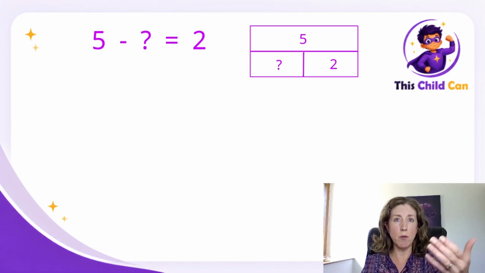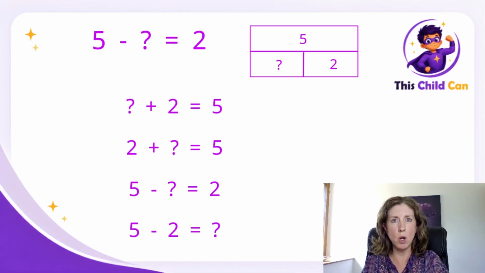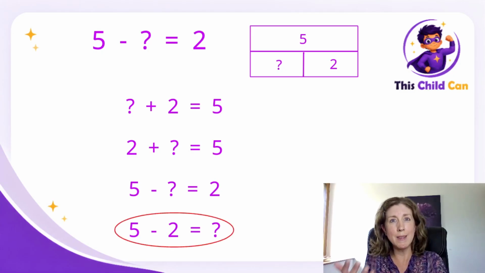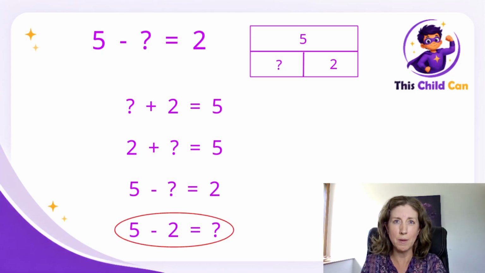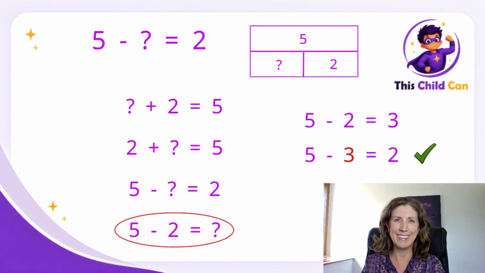So like before, we write out our 4 number sentences and we choose the number sentence that's most helpful to help us find the question mark. Like we can see here, the most helpful fact is going to be 5 take away 2 equals question mark, because question mark is on its own on one side of the equal sign. So that means that 3 is our missing number.